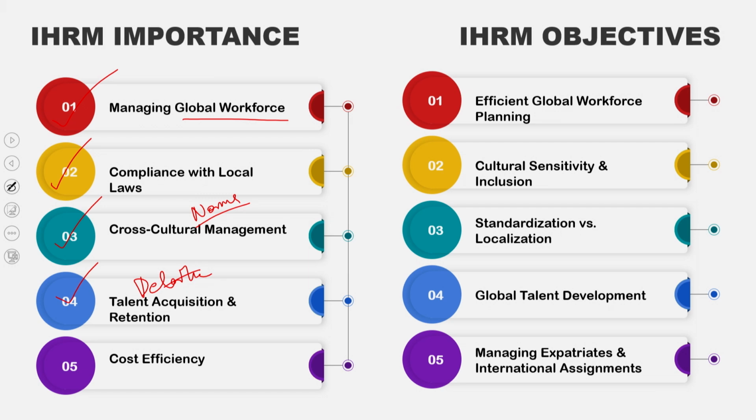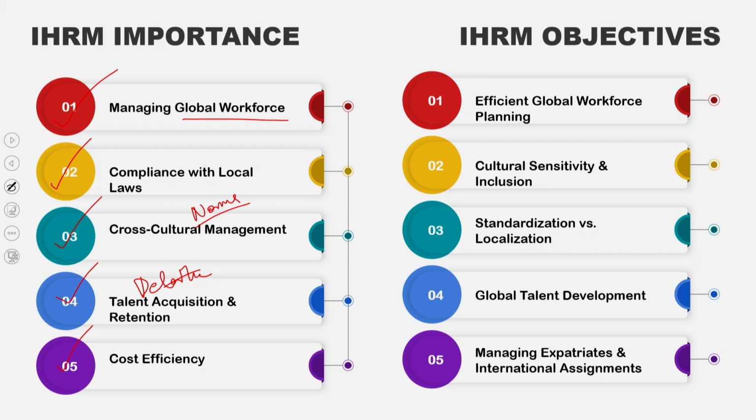Then you have cost efficiency. This means optimizing HR expenses by reducing operational cost, outsourcing, hiring local employees instead of expatriates, and utilizing remote work solutions. An example here could be a US company outsourcing customer service operations to a country like the Philippines. They benefit from lower labor costs while maintaining high service quality.